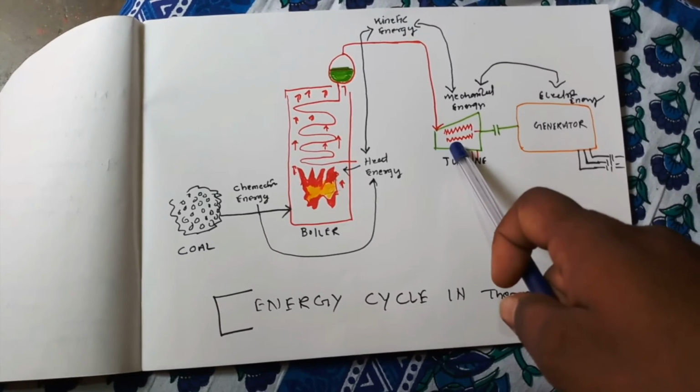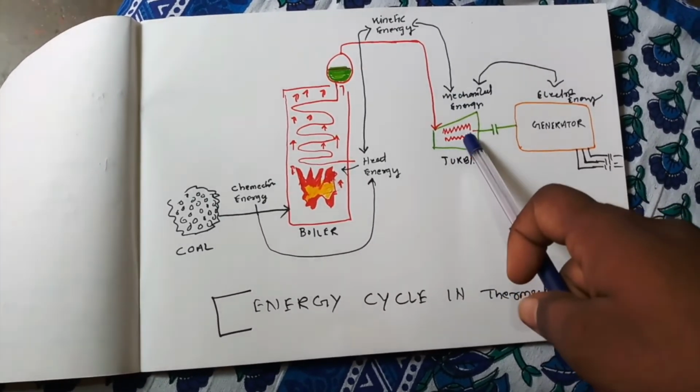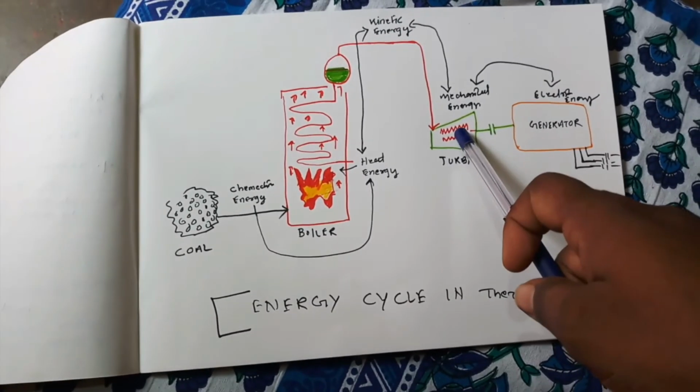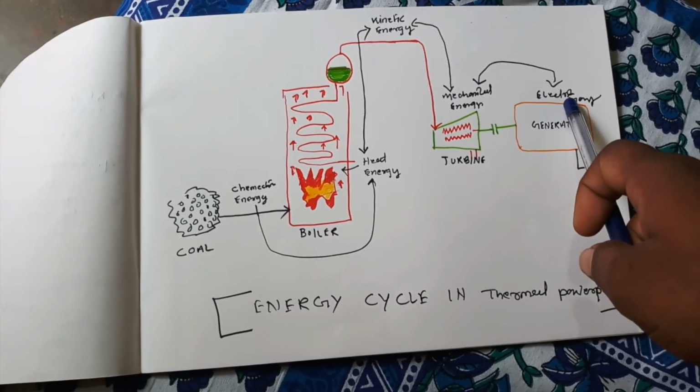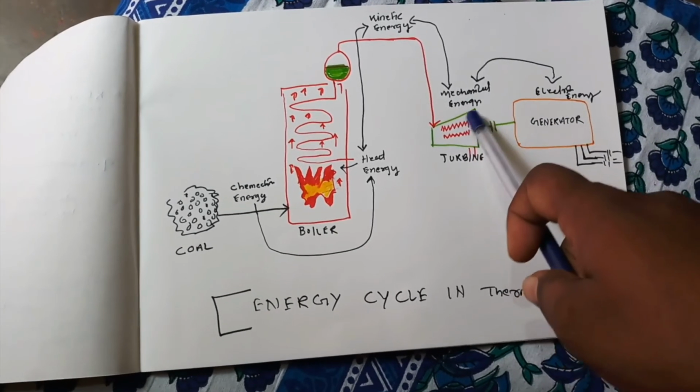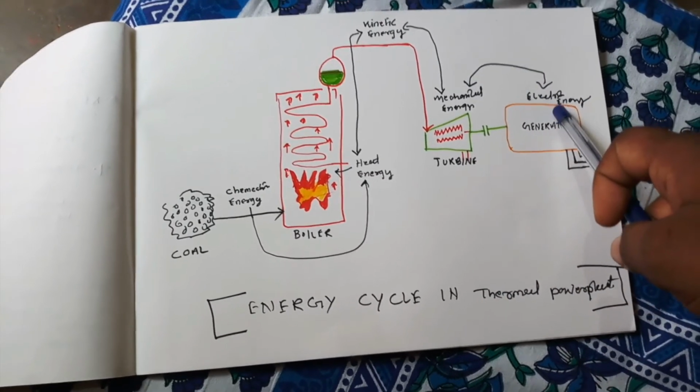After the turbine gets force from kinetic energy, the turbine gets mechanical energy and rotates. When the turbine rotates, the generator will also rotate and we get electrical energy. So from turbine to generator, the energy conversion is mechanical energy to electrical energy.